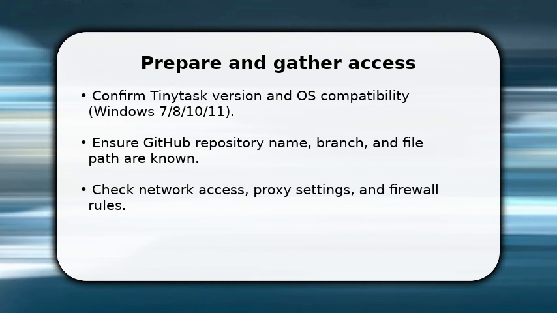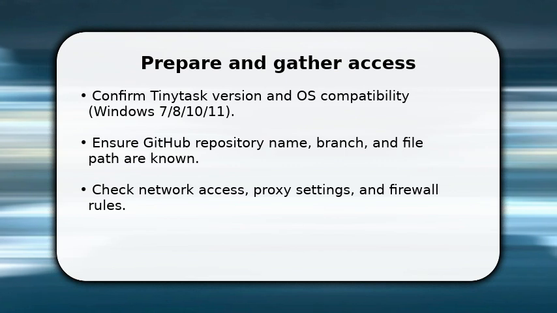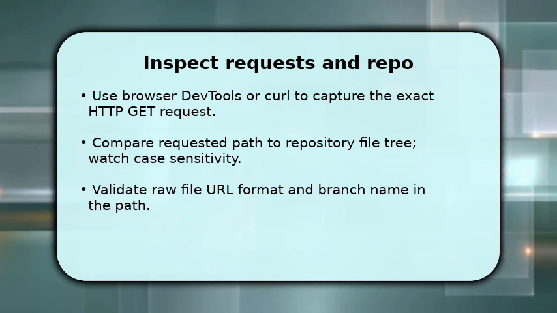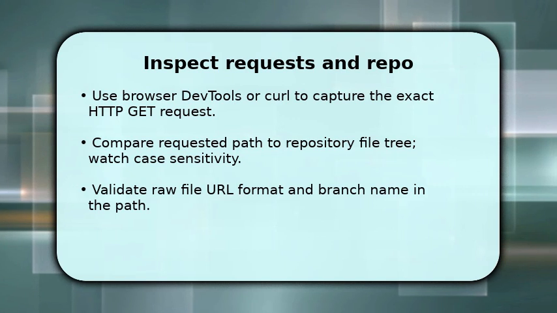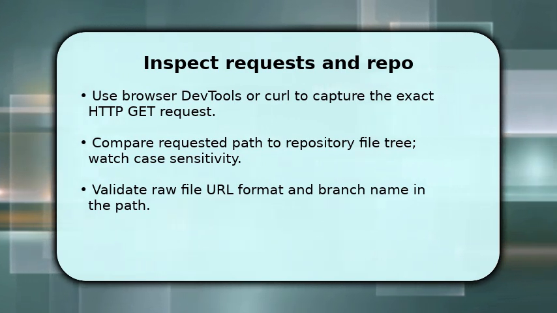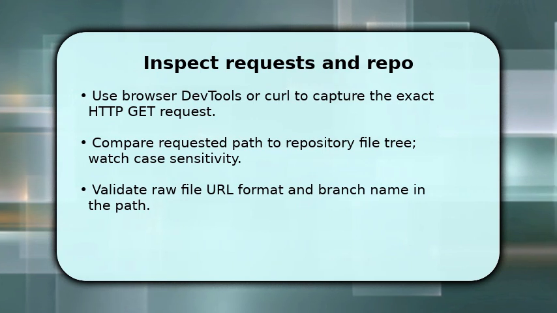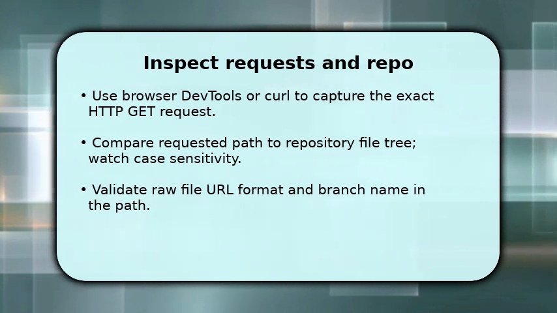Begin the debugging process immediately by replicating the 404 in a browser and saving the exact request URL for the next steps. Now inspect the request Tinytask makes. Use browser dev tools, curl, or Fiddler to capture the precise HTTP GET and headers. Once you have that, compare the requested path to the repository tree on GitHub.